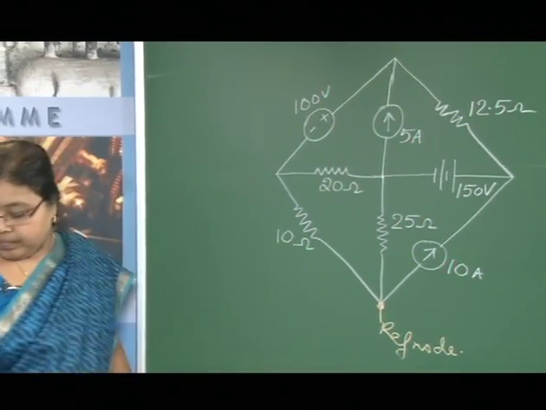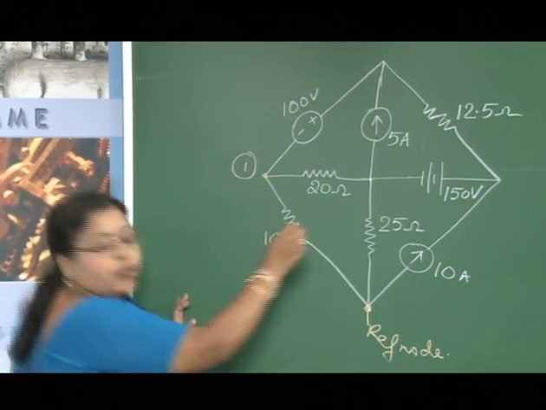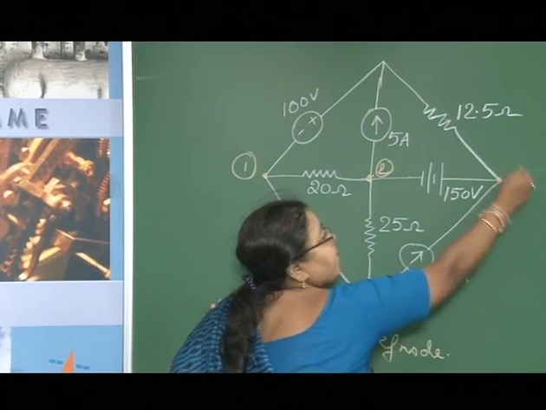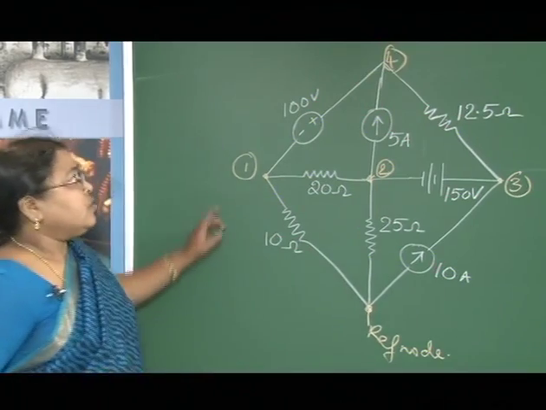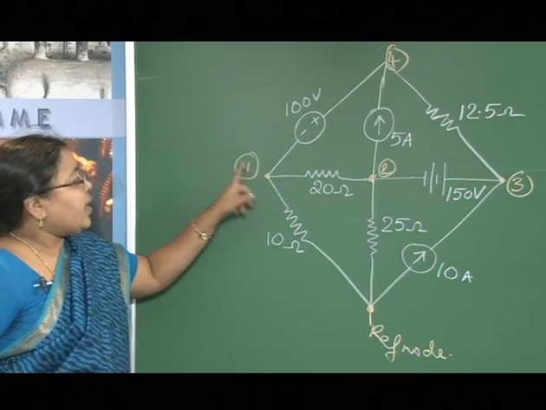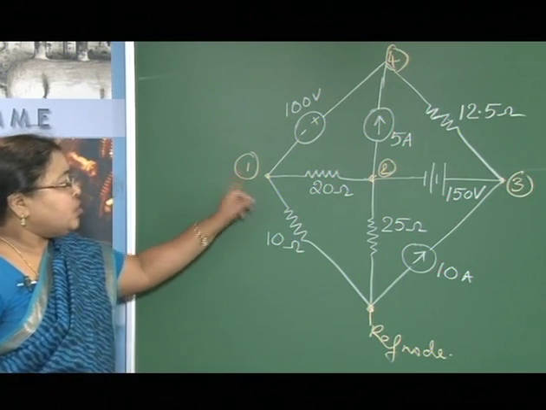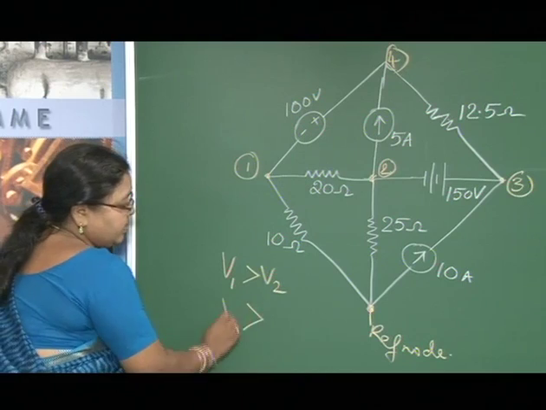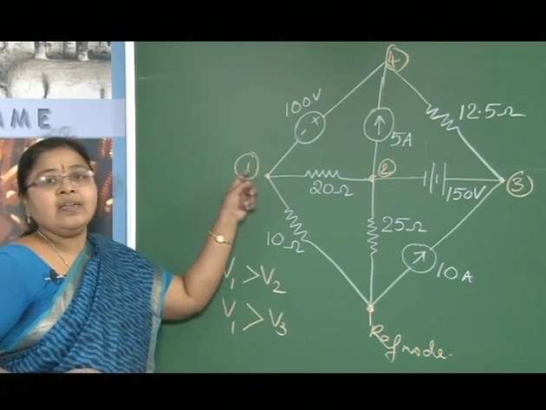And this is node 1, node 2, node 3, node 4. So in total we have 4 nodes in the circuit. Now if we want to write the KCL at node 1, what do we have to write? We should assume that V1 is greater than V2 and V1 is greater than V3. That is the assumption. We have to apply KCL at node 1.